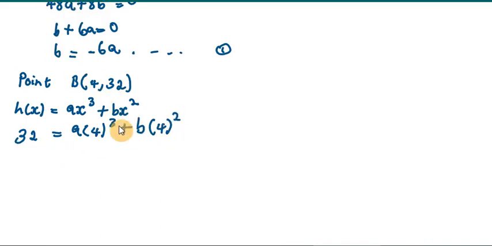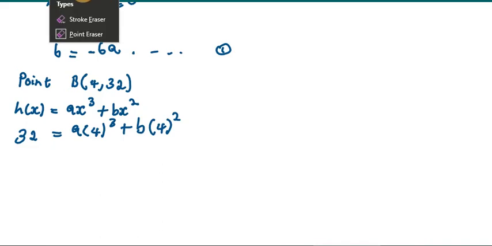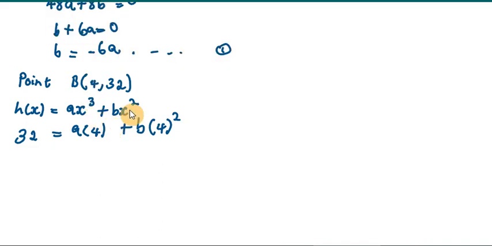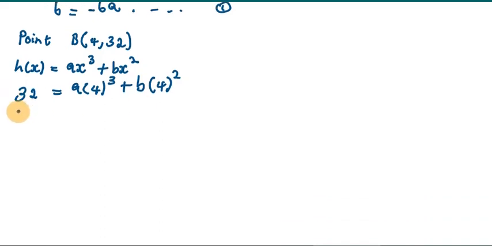Okay, let me erase this 3 and write it. Yeah, now it is more visible. Okay, now I have 32 on this side being equal to a times 4 cubed, which is equivalent to 64, plus b, and 4 squared is equivalent to 16, meaning I can divide throughout by 16.